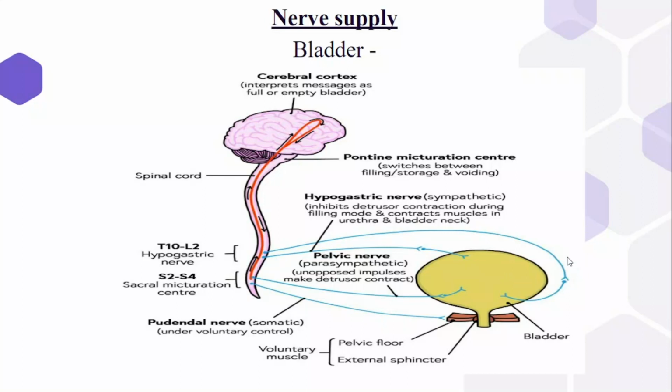that stimulates the bladder, and this is the pelvic floor, external sphincters, voluntary muscles, and the pudendal nerve. Your pudendal nerve comes under the somatic nervous system, and it is voluntary and under your control. You can see and understand easily the nerve supply of your bladder. The nerve supply occurs through the hypogastric nerve, pudendal nerve, and the pelvic nerve.